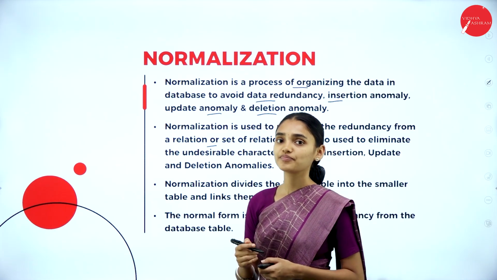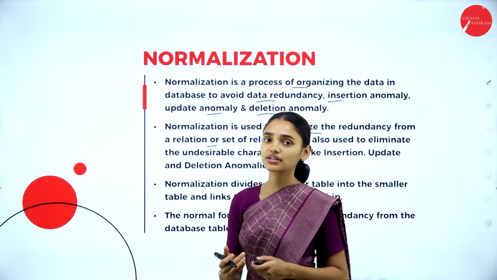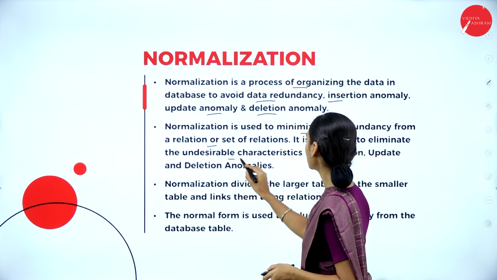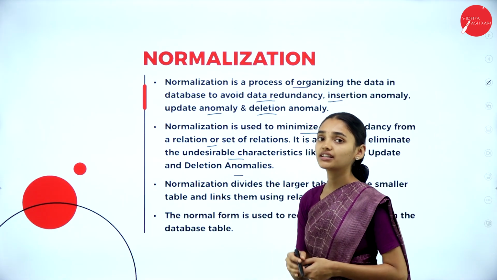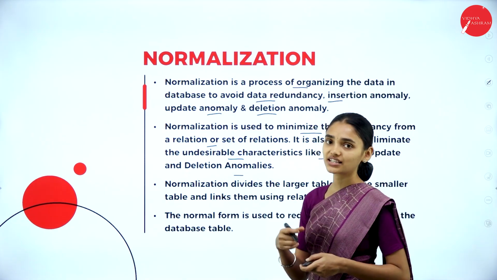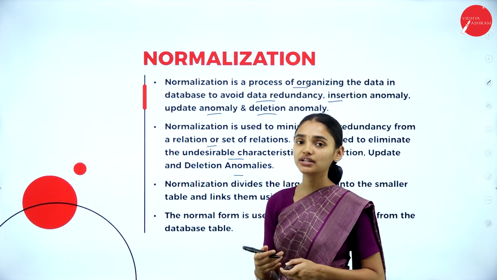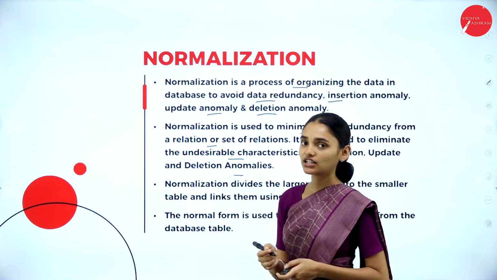So we have a table. In the table, it is used to minimize the redundancy while performing some basic operations. It is used to eliminate the undesirable characteristics like insert, update and deletion anomaly. It is also used to remove the undesirable characteristics while performing operations like insert, delete and update. Normalization is used to remove those anomalies from the relational table.